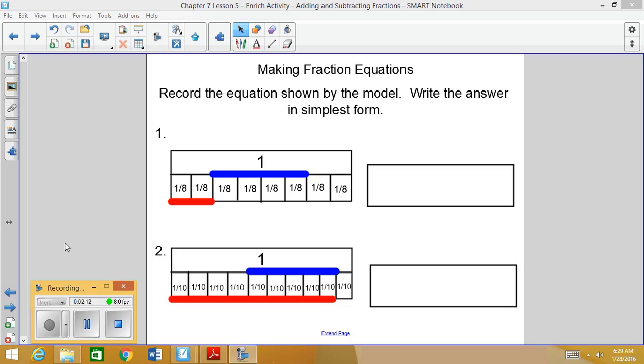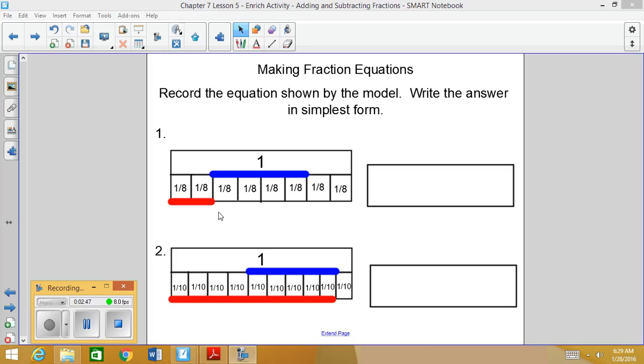Take, for instance, the model for number 1. As you can see, we have a fraction strip of 1 whole that is broken up into eighths. 8/8 is equivalent to 1 whole. Now, take a look at my 2 colored lines. I have a red line and I have a blue line. What we're going to do is make an equation for this model. Take a minute and think to yourself, what is this model showing me? What am I doing? Am I adding or am I subtracting?